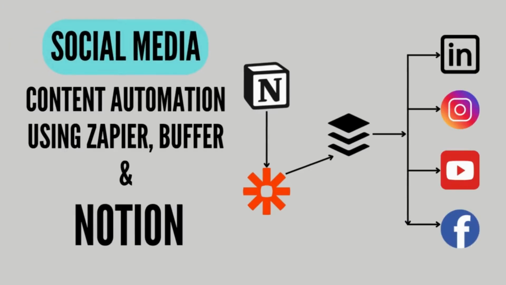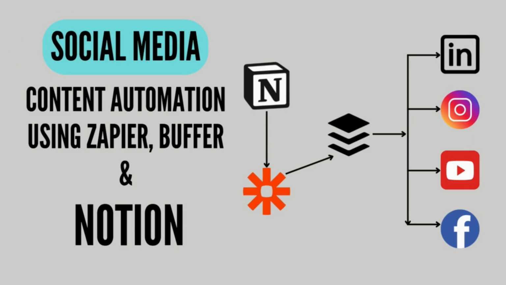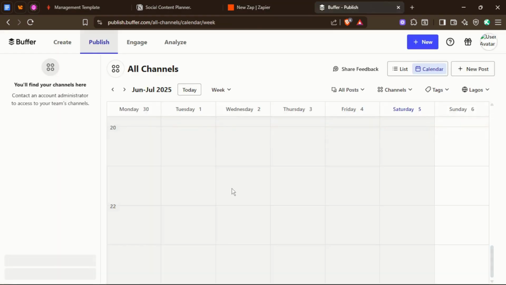How to automate and auto-post your content from Notion to social media using Zapier. Step by step, the easiest way. And the platforms you are going to be using for this are Notion, Zapier, and also Buffer.